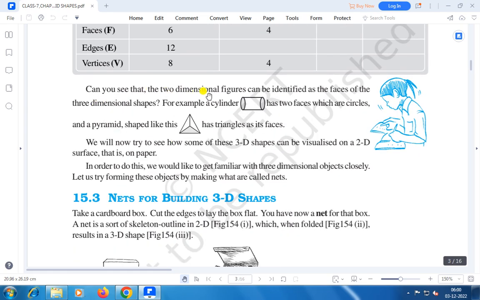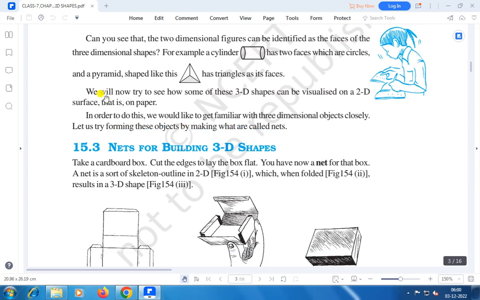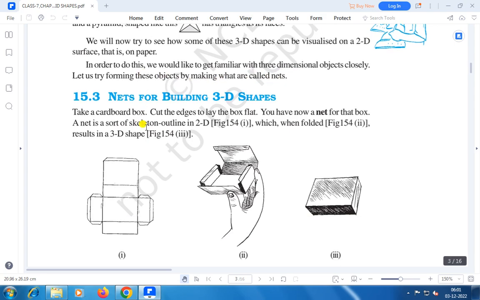Can you see that the two-dimensional figures can be identified as the faces of the three-dimensional shapes? For example, a cylinder has two faces which are circles, and a pyramid shaped like this has triangles as its faces. We'll now try to see how some of these 3D shapes can be visualized on a two-dimensional surface, that is on paper. In order to do this, we would like to get familiar with three-dimensional objects closely. Let us try forming these objects by making what are called nets.